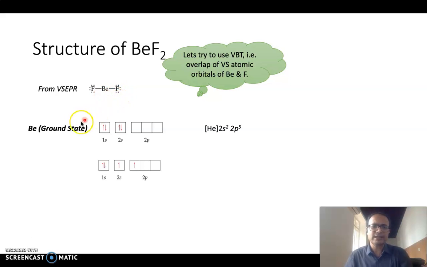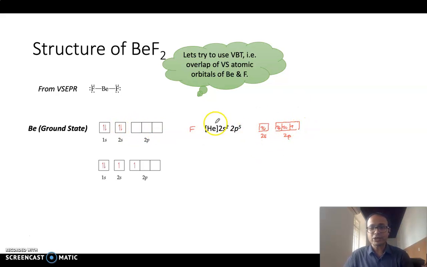So if we look at the ground state electronic configuration of beryllium, we found that the electronic configuration is 1s2, 2s2, and the 2p orbital is completely empty, because beryllium's atomic number is 4. So this is the electronic configuration. Now for the fluorine atom, this is the ground state electronic configuration. If I just draw it in a box form, just the valence shell, it is the 2s and this is the 2p. So if I fill the electrons, it would be something like this. Okay, so this is the electronic configuration.